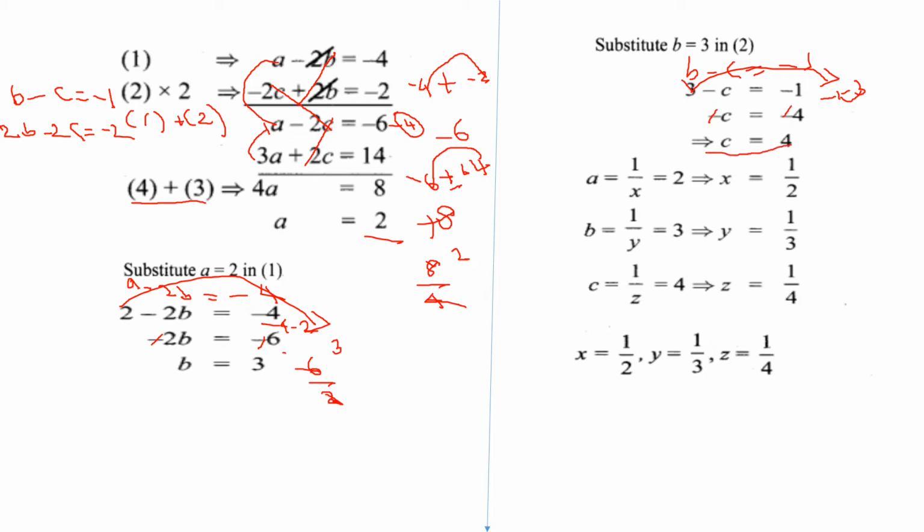So our a is 2. Therefore x equal to 1 by 2. Our b is 3. Therefore y equal to 1 by 3. Our c is 4. Therefore z equal to 1 by 4. Therefore x equal to 1 by 2, y equal to 1 by 3, z equal to 1 by 4 is the answer.